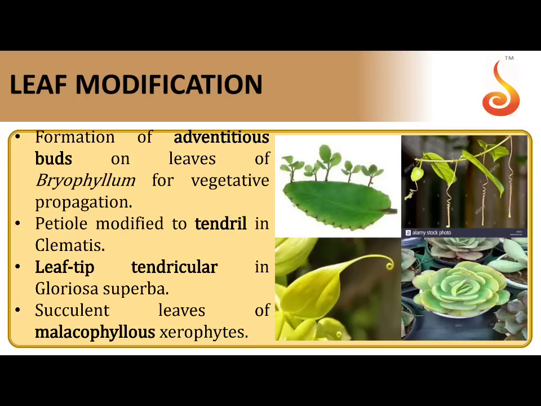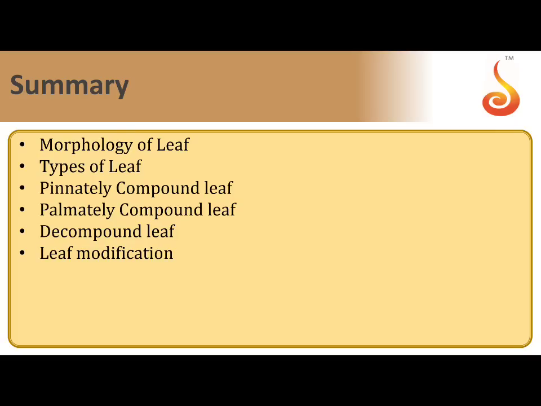Okay, now that we have learned the morphology of leaf, we have understood the modification of leaf, quickly we will summarize what we have learnt in today's class. In today's class, we have learned the first point as morphology of leaf. So, what are the parts of leaf? Leaf first of all is formed from an axillary bud.